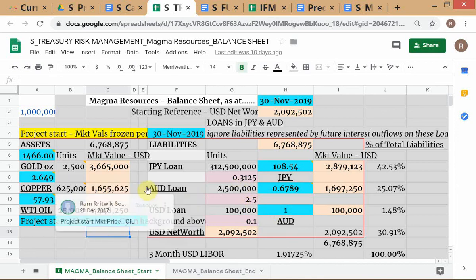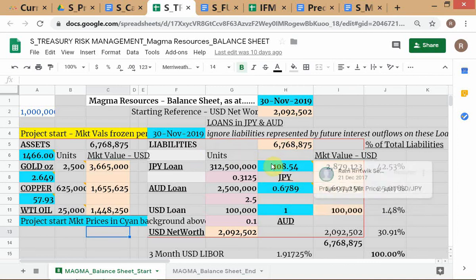So commodities, then currencies. You have currency risk over here straight away, because your assets are in US dollars and you've got loans in yen and Aussie. If there is any strengthening of the Aussie against the US dollar, is it good for them or bad for them? Bad for them.